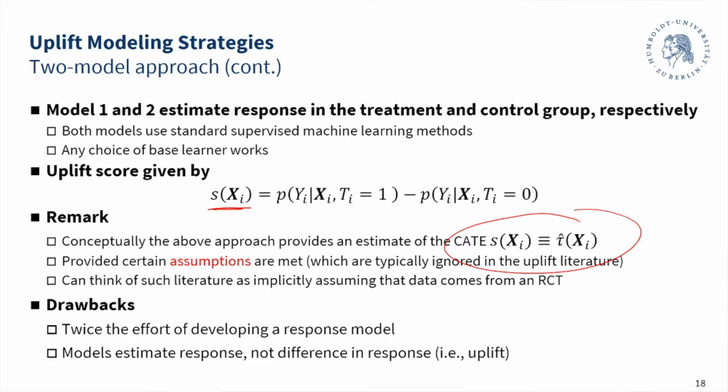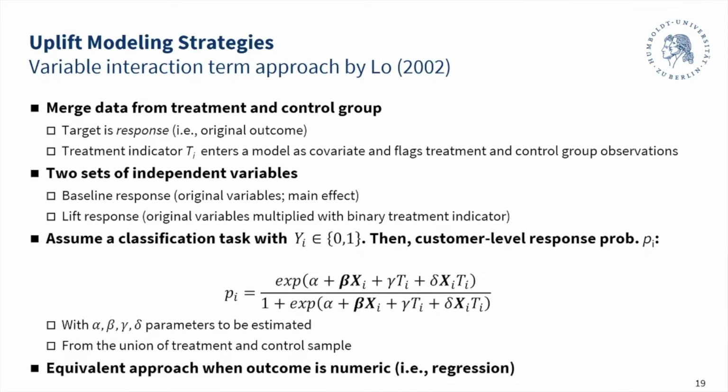There are some caveats. You need to build two models. Maybe that's costly. Also, you find the CATE by calculating this difference, and the distribution of the difference between the two models might not be the same as the distribution of the CATE, because you first estimate the models individually. Well, people started to think about alternatives to that. One alternative is to not build two models, use only one model.